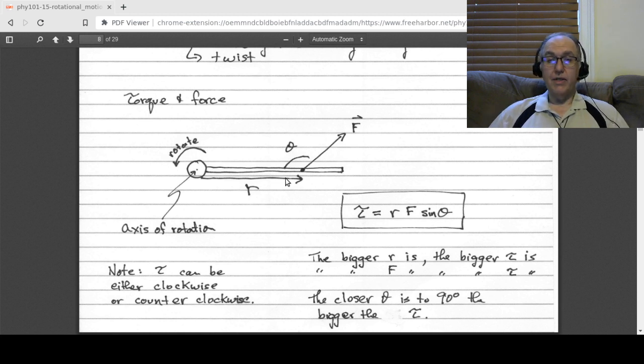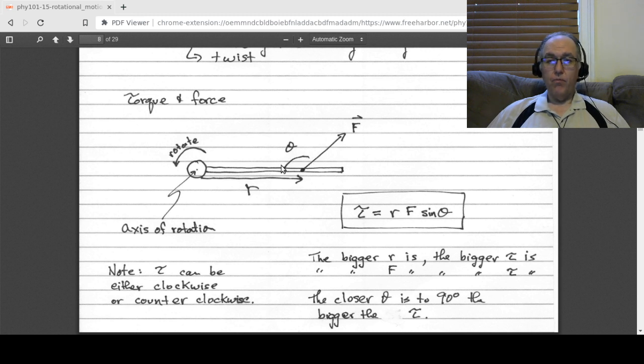But here we are worried about the extended nature of the object, and so it's important that you specify where on the object the force is being applied. That wasn't an issue before because we weren't worried about rotational motion, but now we are. So we want to say, yes, this force is being applied at a distance r from the axis of rotation and at an angle theta, like that.